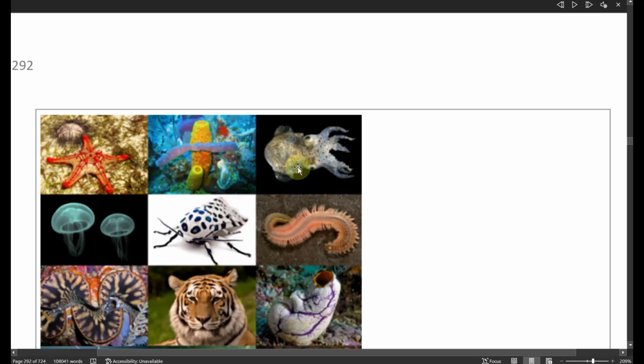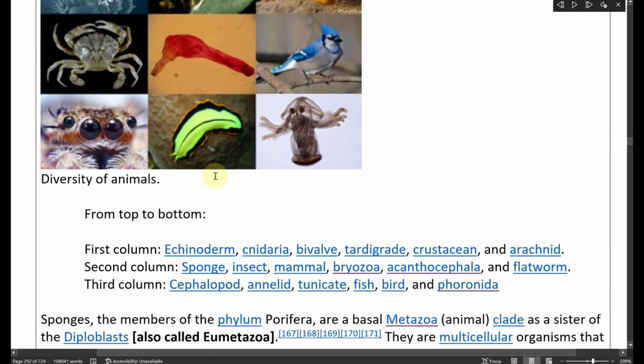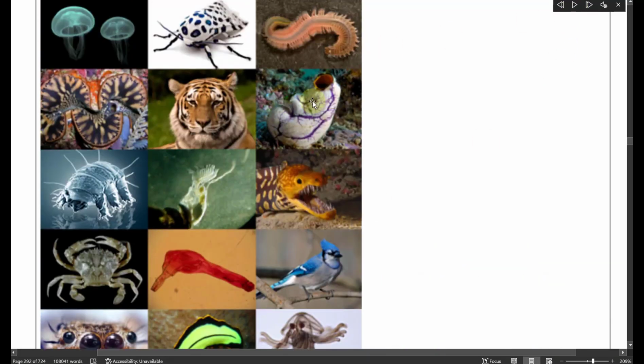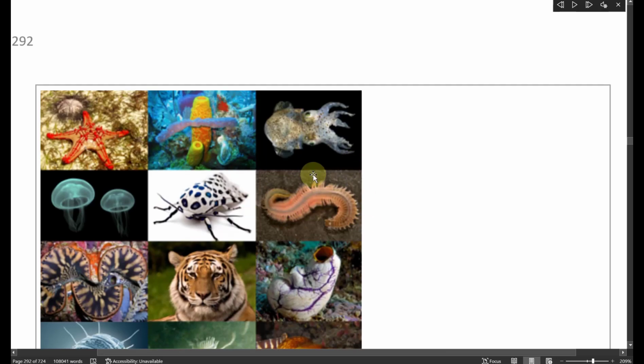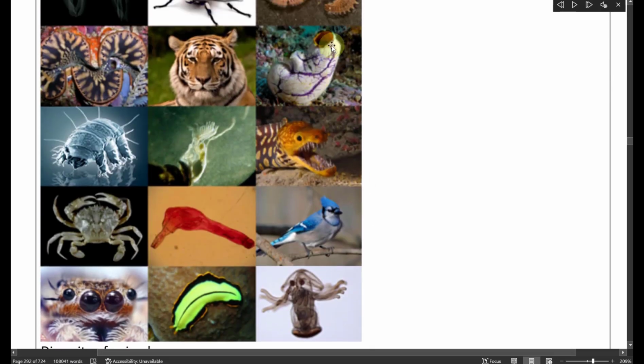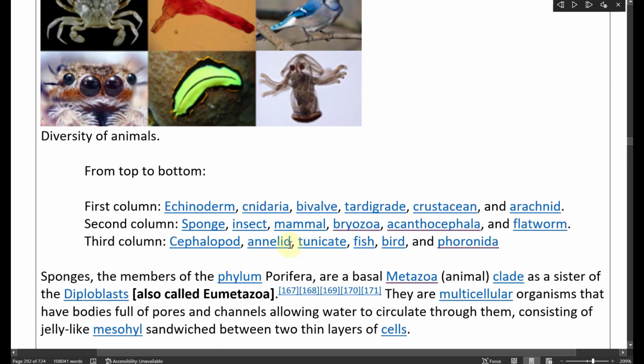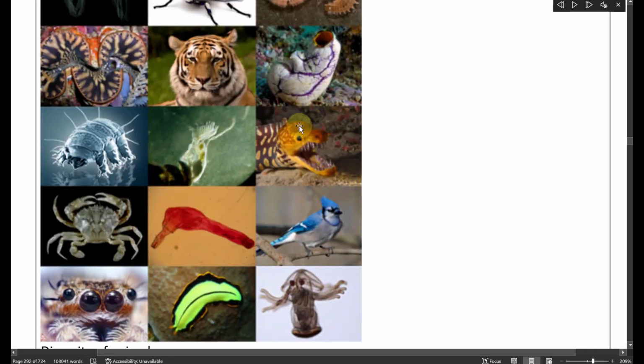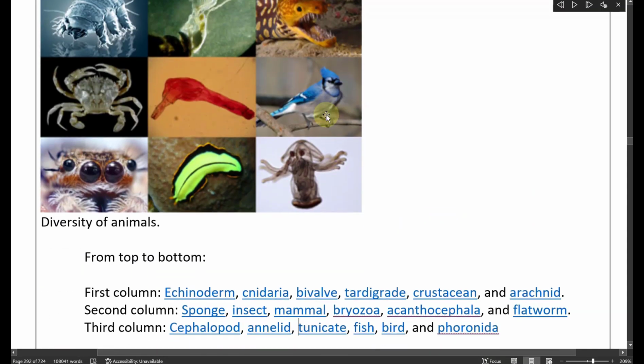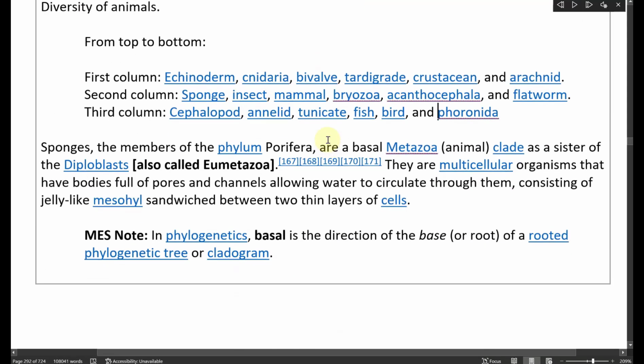And then the third column. Is that a squid or something? This is a cephalopod. Then this next one is an annelid. Very interesting. And this next one looks like an organ. Then a tunicate. Then you have a fish, a pretty interesting fish. The next one's a bird. And then you have Phoronida. Very interesting. Anyways, going further.